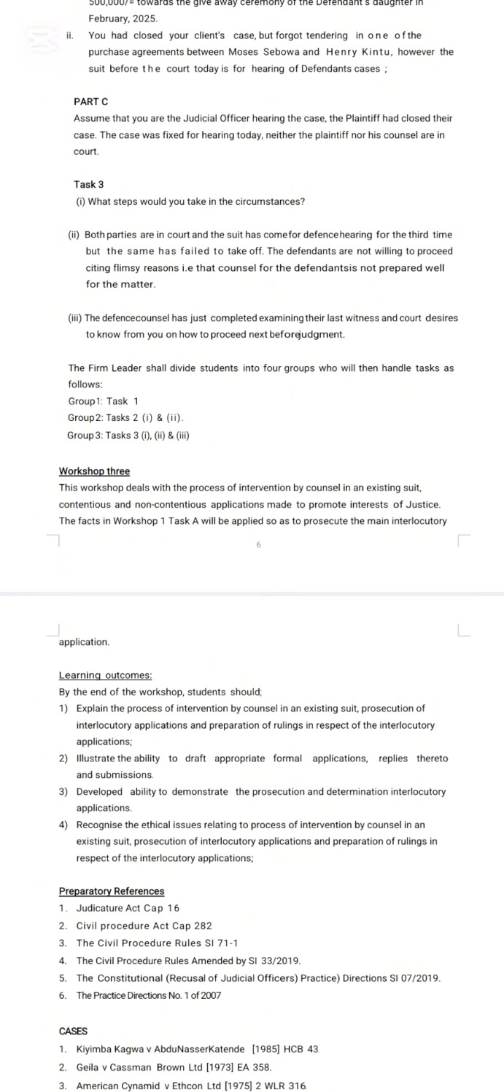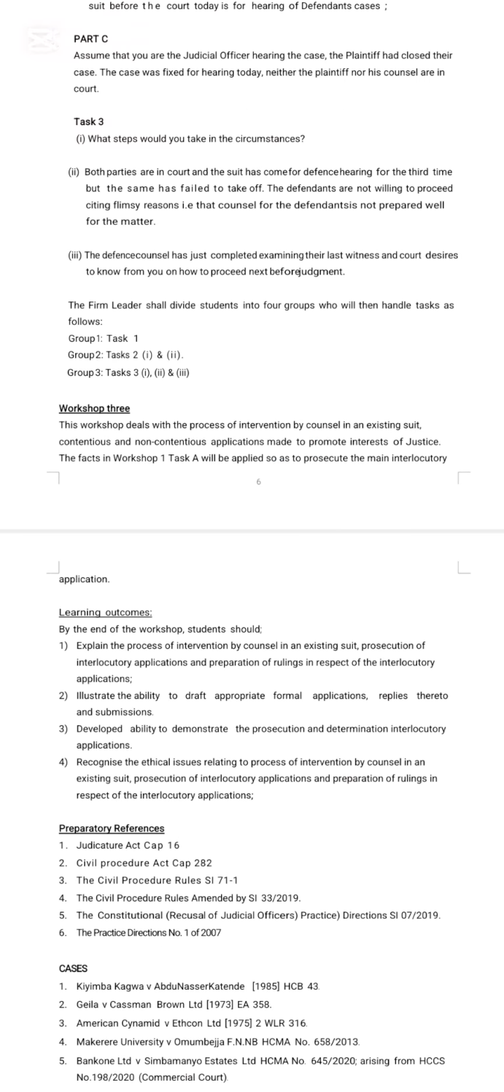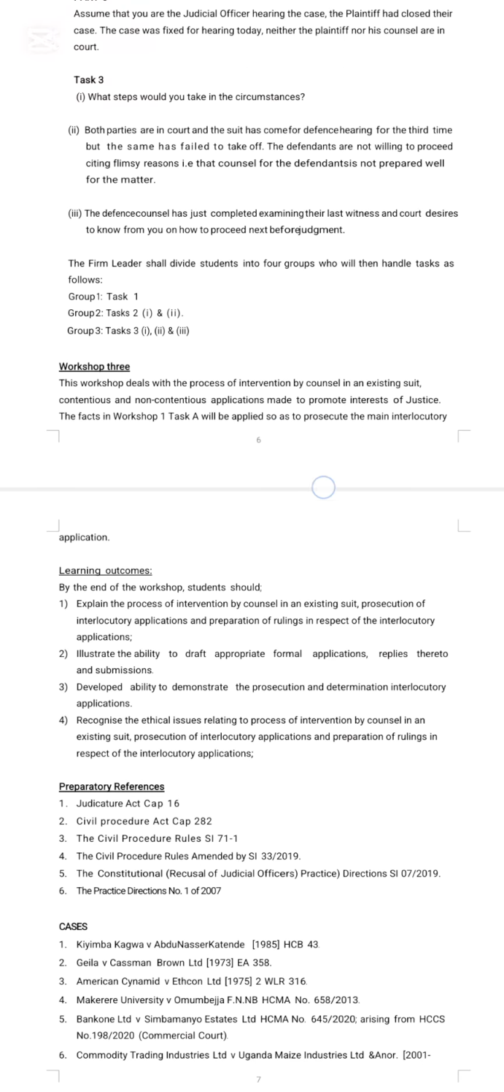Then task 3, what steps would you take in the circumstances? 1, both parties are in court and the suit has come for defense hearing for the third time, but the same has failed to take off. The defendants are not willing to proceed, citing flimsy reasons, that counsel for the defendant is not prepared well for the matter. So here you can have what we call an ex parte hearing, and you enter what we call ex parte judgment if the defendant's counsel is not willing to proceed.